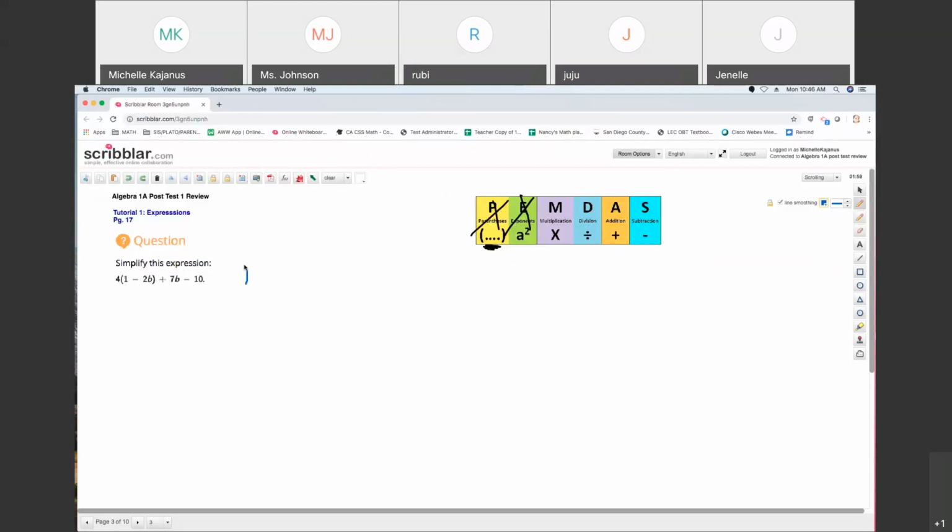Something called a distributive property. I'm gonna take the 4 and I'm gonna multiply it to inside. 4 times 1 is 4, minus, and then I'm gonna multiply it to the second term. 4 times 2b is just 8b. And I'm gonna bring everything down.